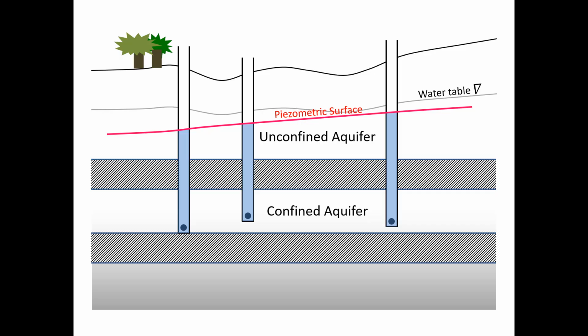In 2 dimensions, the piezometric surface looks like a line, like it is on this diagram, but remember in 3 dimensions it's actually a surface.